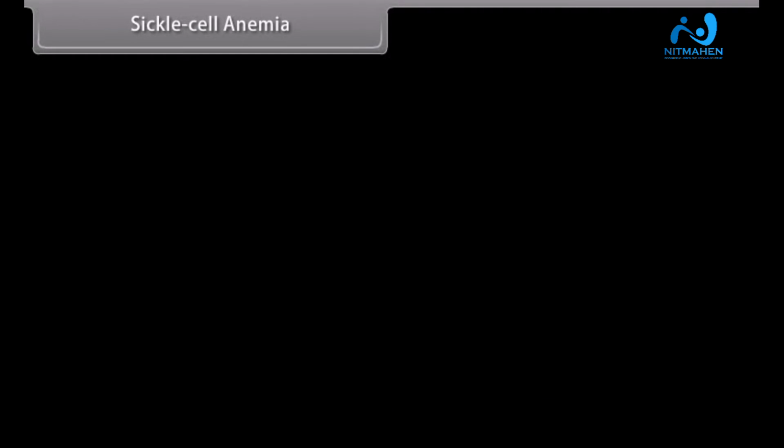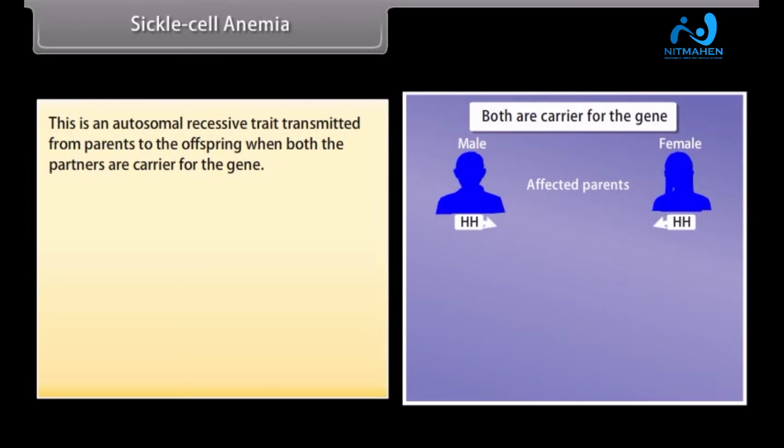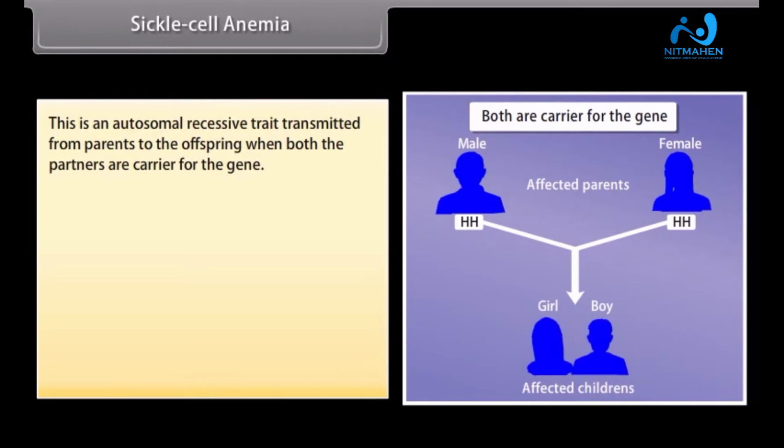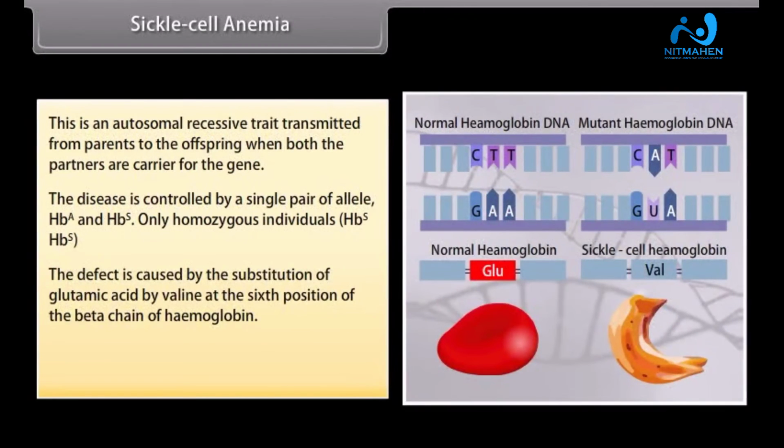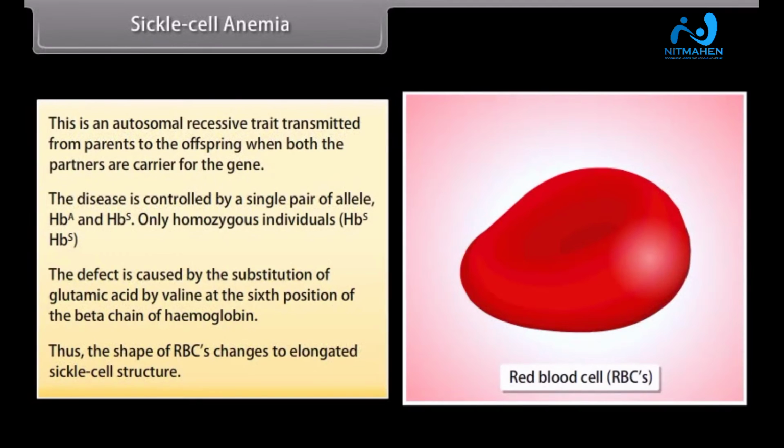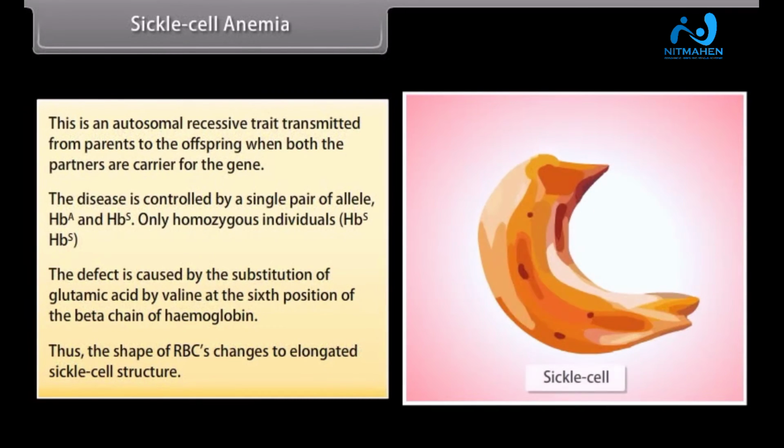Sickle cell anemia. This is an autosomal recessive trait transmitted from parents to the offspring when both the partners are carriers for the gene. The disease is controlled by a single pair of alleles, HBA and HBS; only homozygous individuals, HBS HBS, are affected. The defect is caused by the substitution of glutamic acid by valine at the 6th position of the beta chain of hemoglobin. Thus, the shape of RBCs changes to an elongated sickle cell structure.